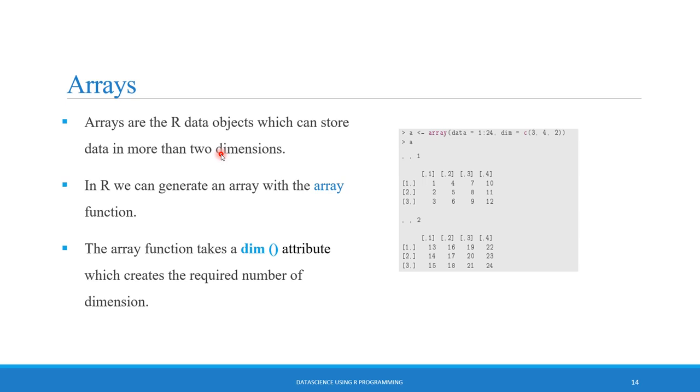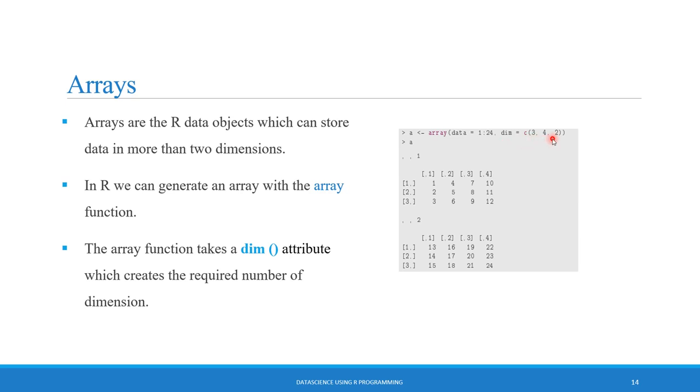So in case you want to store data in more than 2 dimensions, you can make use of arrays. Arrays are data objects which can be used for storing data of the same type, and you can store the data in more than 2 dimensions. The array function is used for generating arrays. Within this function, you have to pass the parameters: you have to mention the data as well as the dimension.